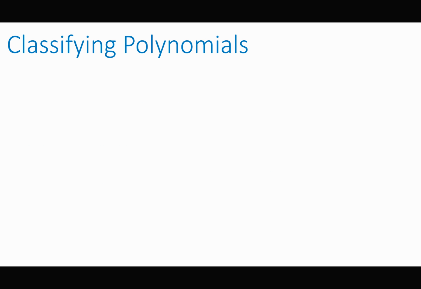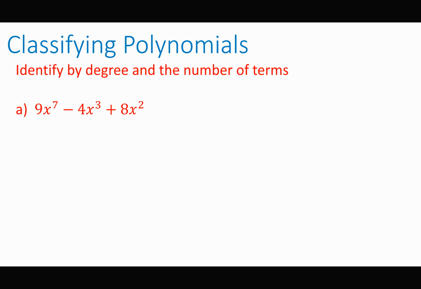All right. So let's do a little practice here. Identify by the degree and the number of terms. So again, make sure it's in standard form. So this one is in standard form. So there's no special name for this. There would just be a degree 7. And the number of terms, I have 3 terms. So this would be a trinomial.